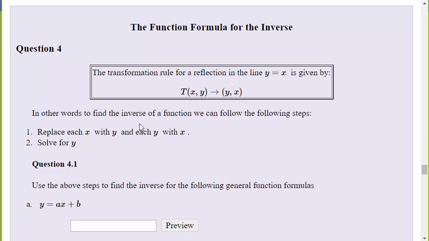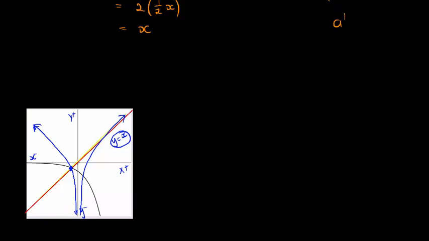In other words, to find the inverse of a function, we can follow these steps. We replace each x with y and each y with x. That's exactly what we're doing here. And then we just solve for y, we get y on its own. So let's look at that one, for example. y is equal to ax plus b. So if I have y is equal to ax plus b, step 1, swap x and y. x is equal to ay plus b.